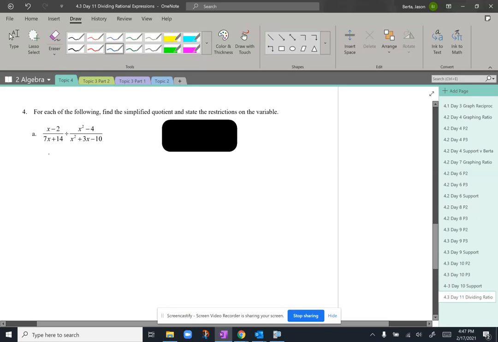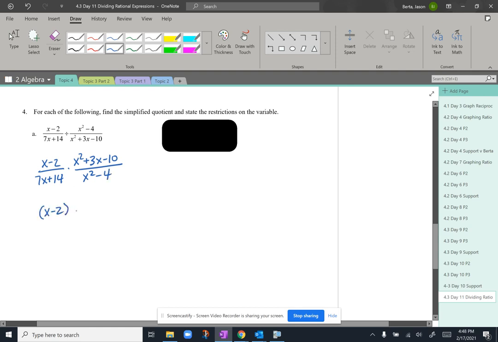Here's problem 4a. First, I'm going to rewrite it. So I'm turning it into a multiplication problem by taking the reciprocal of that second term. Once I do that, I'm going to go ahead and start factoring the numerator.